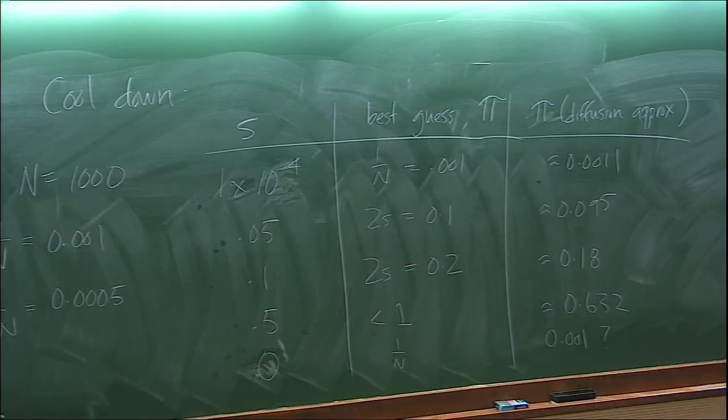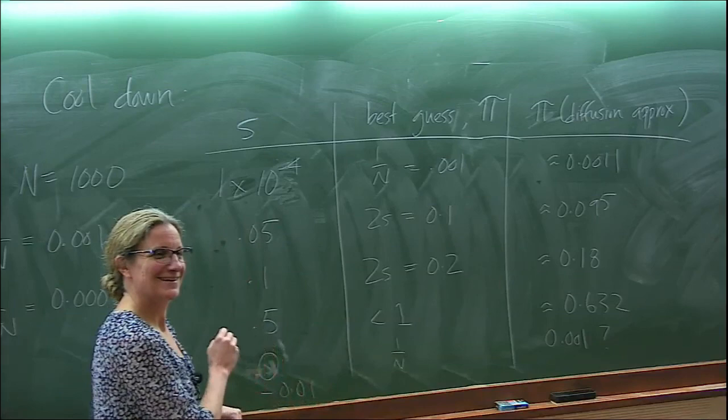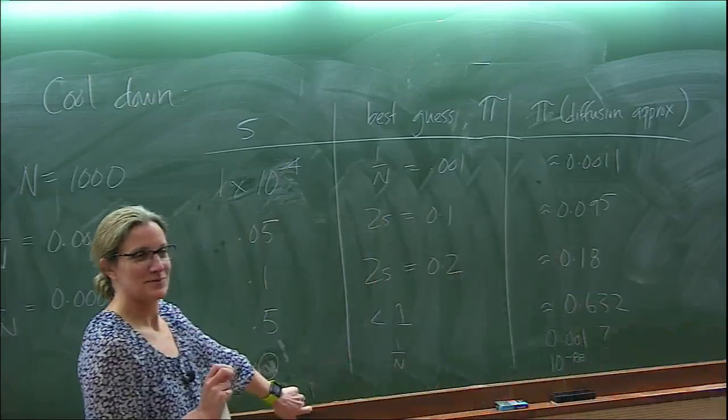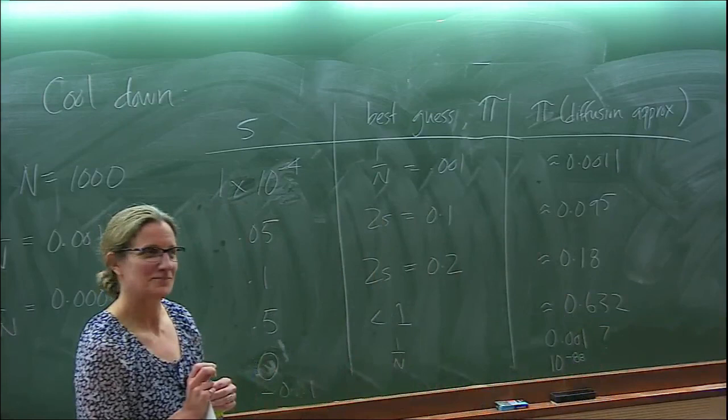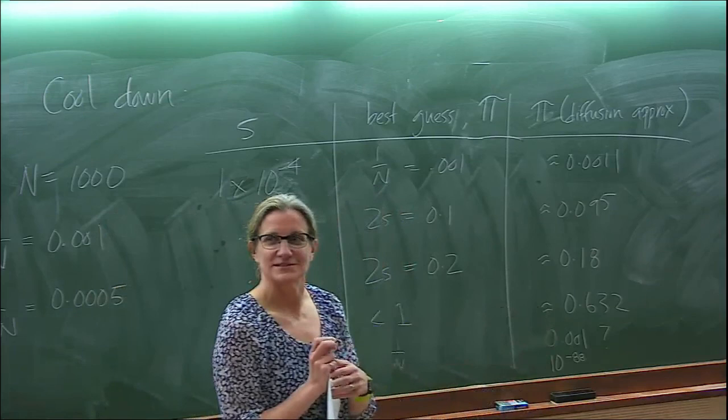Okay. Should we do the negative one? Minus 0.01. Wow, 10 to the minus 88 at 0.1, because that's a big negative. Okay, excellent. That gives you some intuition, too, about how these numbers go. So 2S can be 1, and you still have only a 63% chance of fixing.